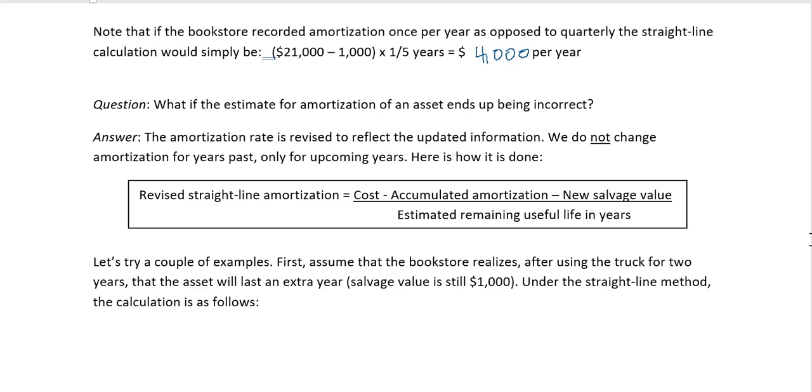And here's how it's done. Similar to the straight line formula we're very familiar with, there are some interesting twists in it though. You start off with cost, take off all the amortization you've already accumulated, and take off the new salvage value. So you might have a change in salvage value, you might not. And you divide it by the remaining useful years. This is an estimate, of course. No one knows for sure, but you make a new estimate. And again, the estimate of years might not change, and we're going to see that.